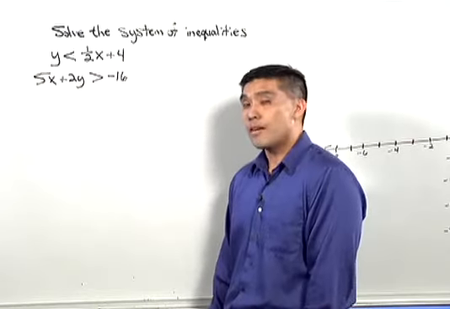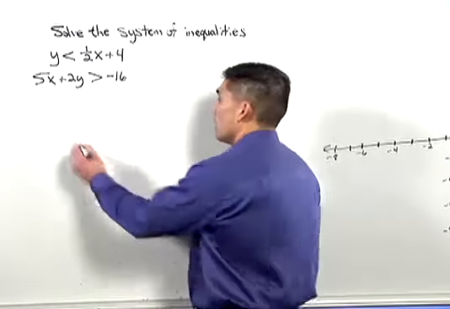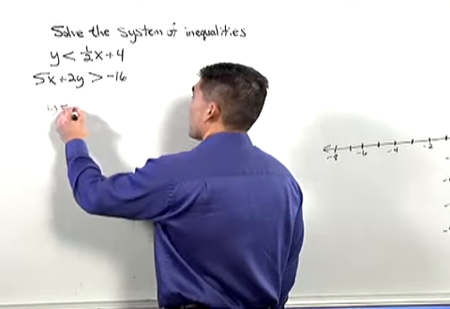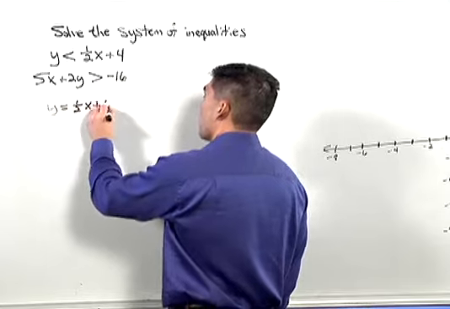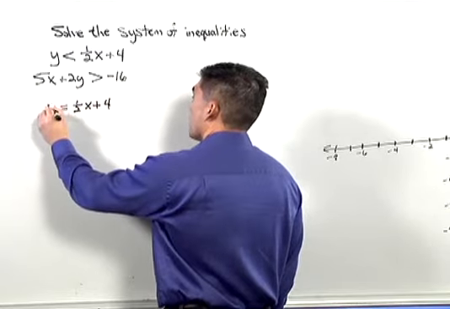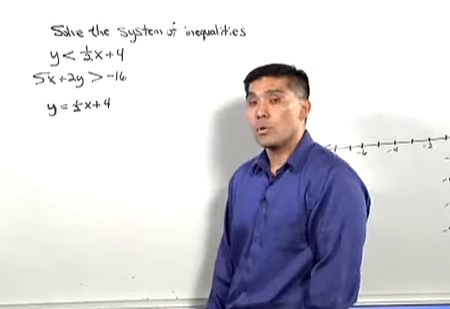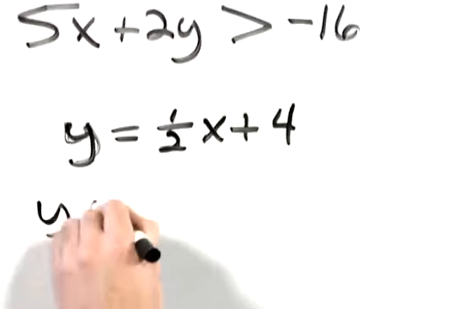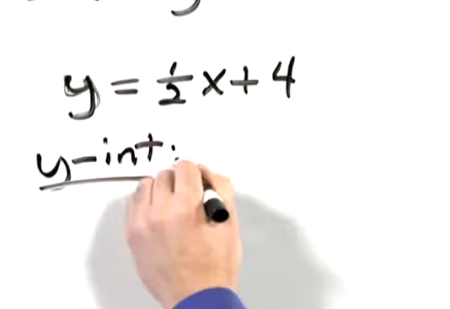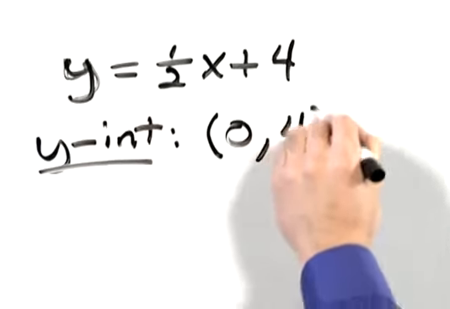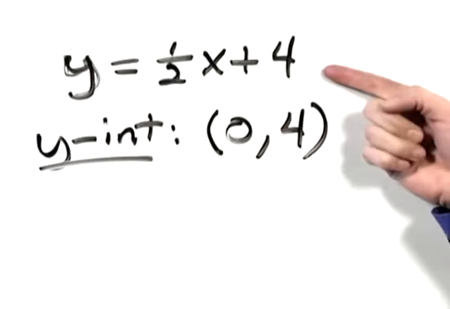The first step is to graph this as if it were an equal sign. y equals 1/2 x plus 4. Since this is in the form y equals mx plus b, we already know the y-intercept to be 0, 4, since the b value is 4.